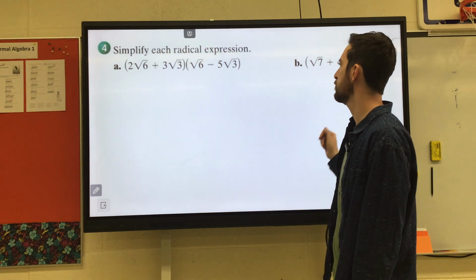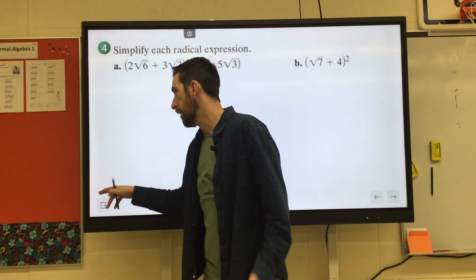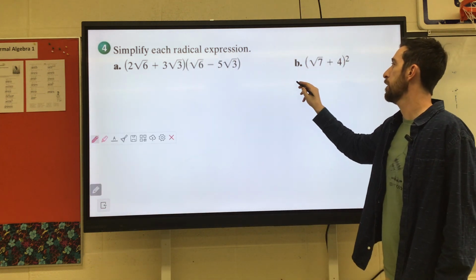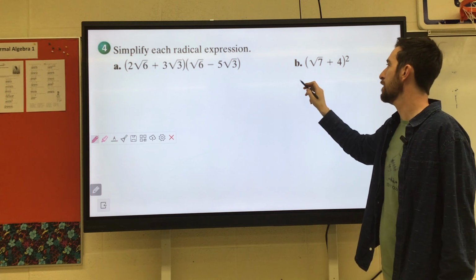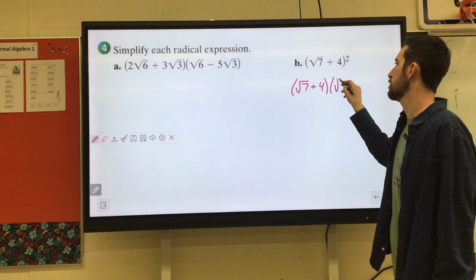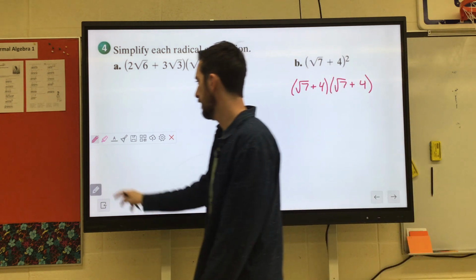So why don't you try one of these two? Now the second one says squared. I think it's helpful to write it like we were doing when we had binomials before. Just write it twice. Root 7 plus 4 times root 7 plus 4. Highly recommend it. All right.